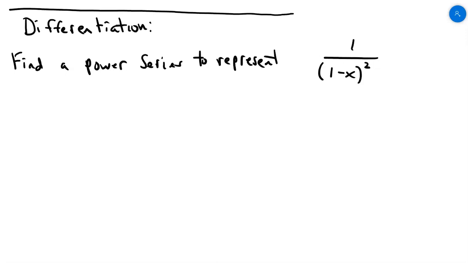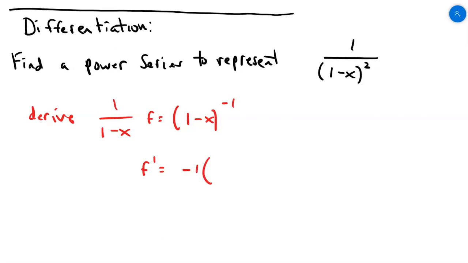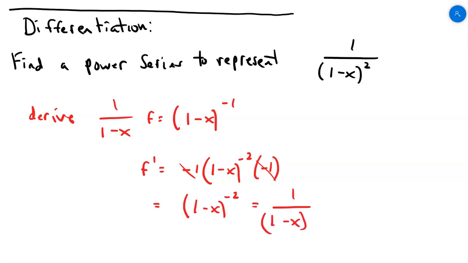Suppose I had 1 over 1 minus x, and I asked you to derive 1 over 1 minus x. Well, I could use the quotient rule, or I could just say that this is 1 minus x to the negative first power. And so if that's f, then f prime is negative 1 times 1 minus x to the negative second power times the derivative of the inside, which is negative 1. And now these two negative 1s go away, and I end up with 1 minus x to the negative second. Hey, what do you know? That's 1 over 1 minus x squared.